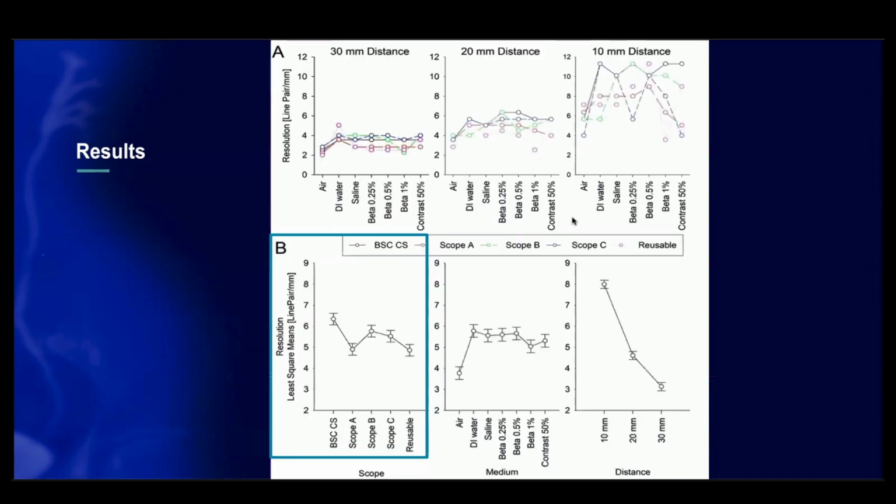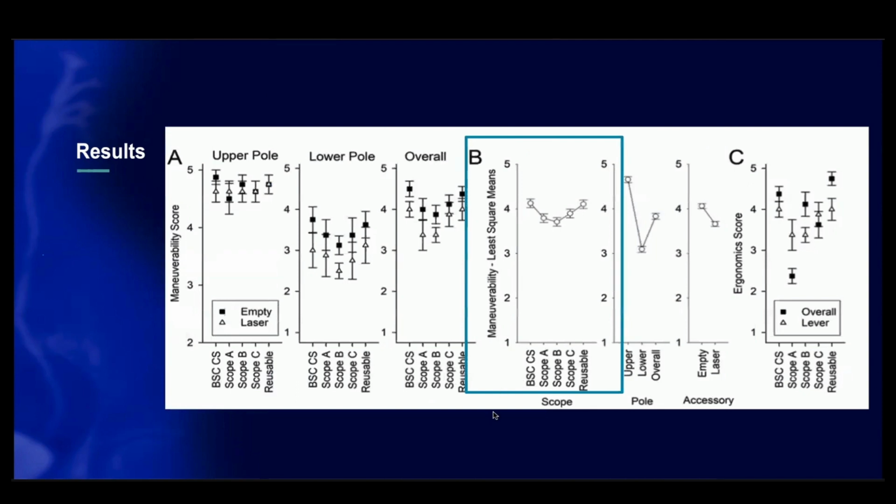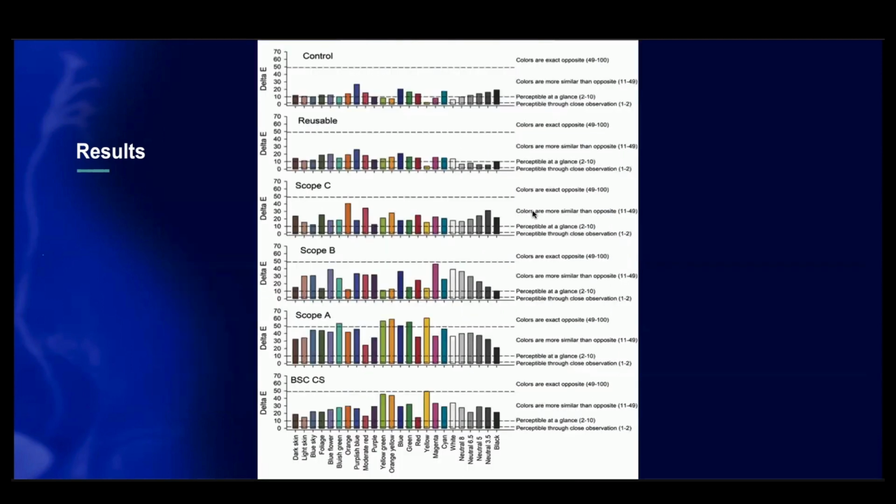And then we went on to look at resolution, which was with that little piece of equipment that I showed you. So we did this in air, water, saline. We tried to recreate a bleeding environment with some betadine. We did it in contrast. And overall, again, if you look at the summary here, Boston Scientific actually had the best resolution compared to all the other scopes. In terms of maneuverability, we had cadaveric models where we tried to go through the entire kidney, and then we gave a subjective rating of that maneuverability, and Boston Scientific was one of the best for that as well. And finally, we have the color checker.